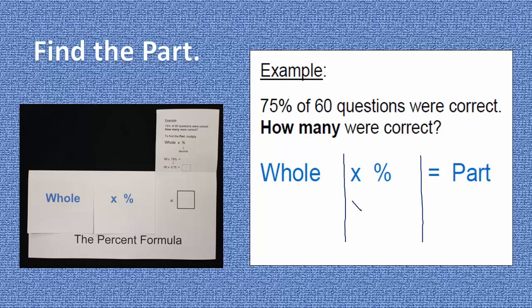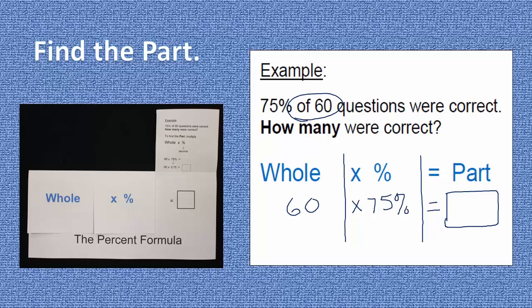Put 75% in the percent column. And then notice that the problem says of 60. Of is a clue word that tells us the number after that will be the whole amount. So we'll put 60 here under the word whole. We need to find the part in order to find how many were correct.